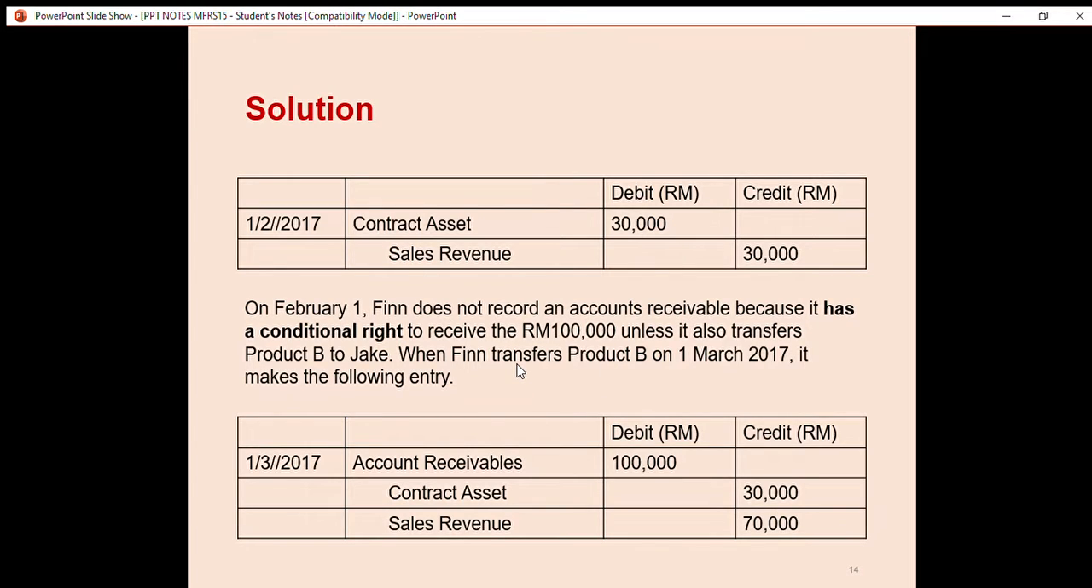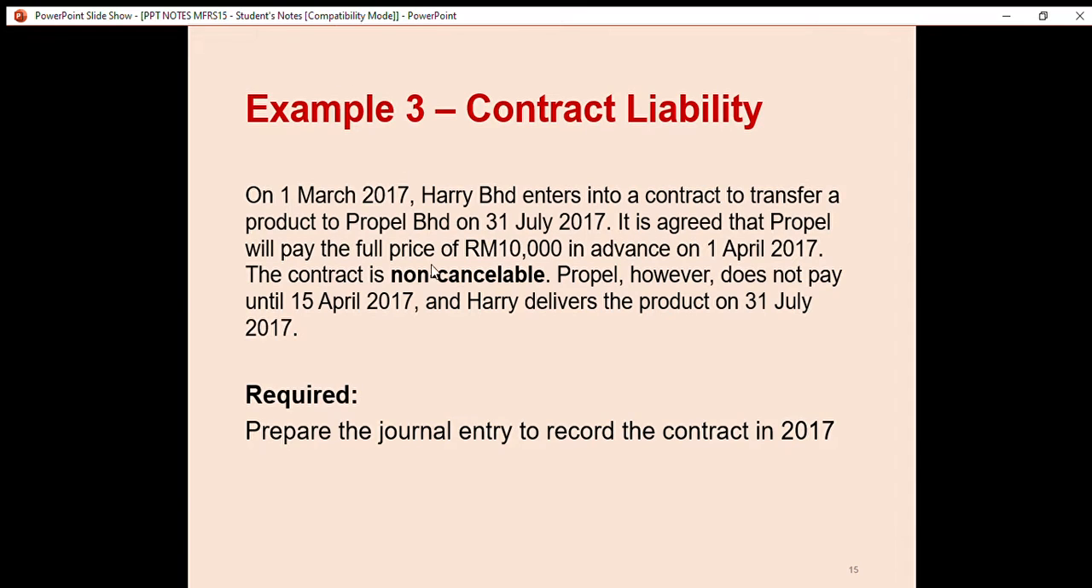All right, and then we go to example 3. This is on contract liability. Let's read the example.